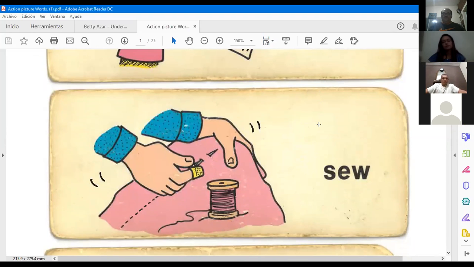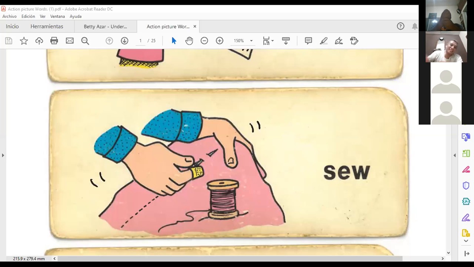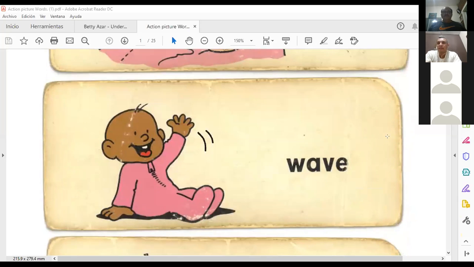What about sew? Sew. Have you ever sewn socks? No, I never. Yes, my grandma. You know, with a light bulb, right? They put a light bulb in, the grandma used to do that a long time ago. Now it's different. Okay. Wave. Just wave hello or wave goodbye. Wave is a regular verb: wave, waved, waved.